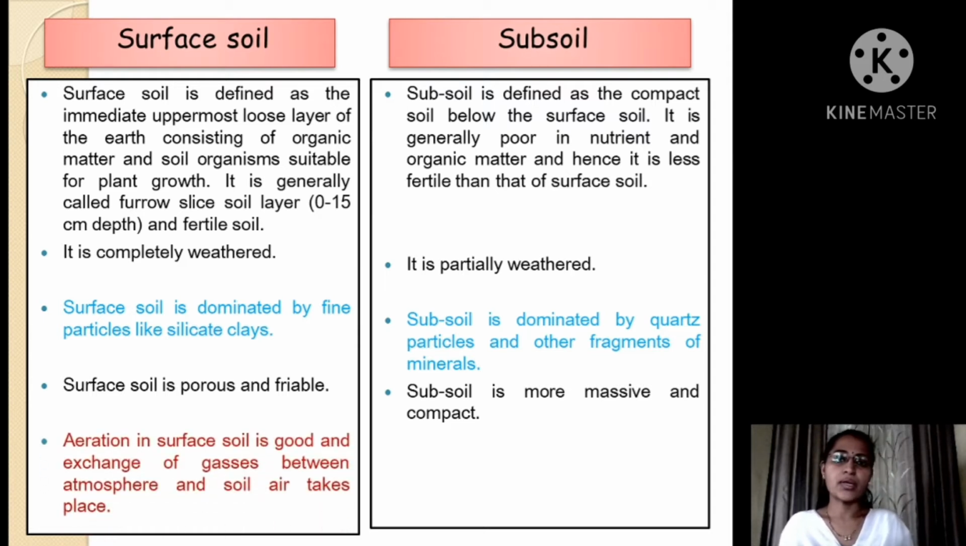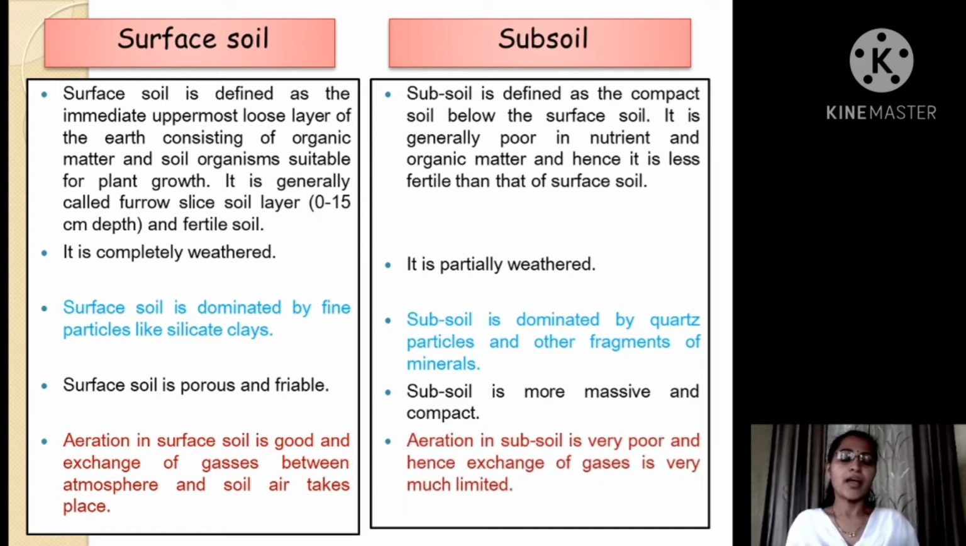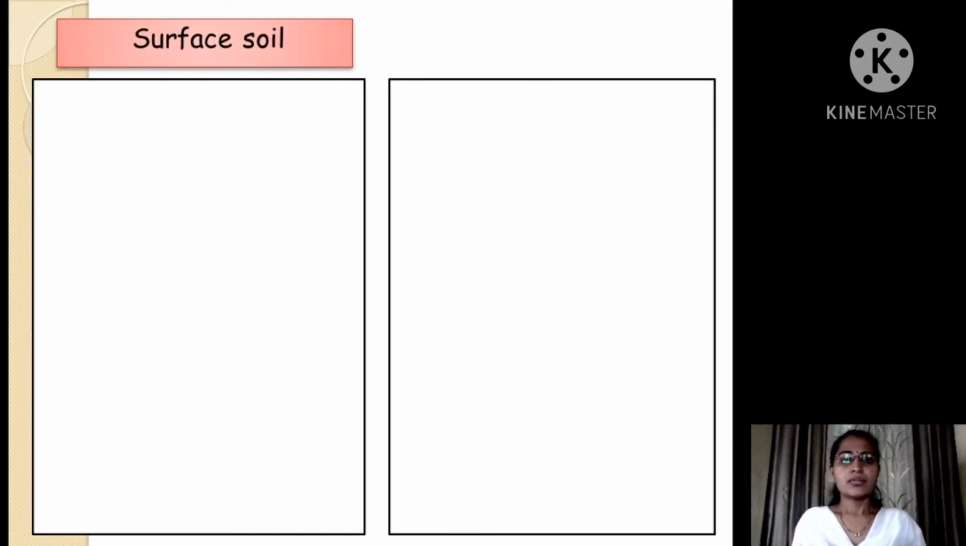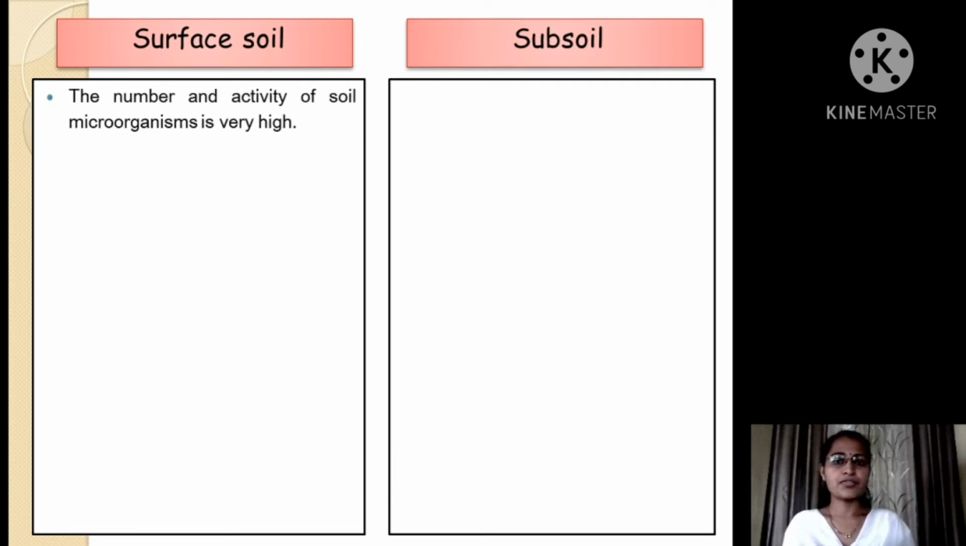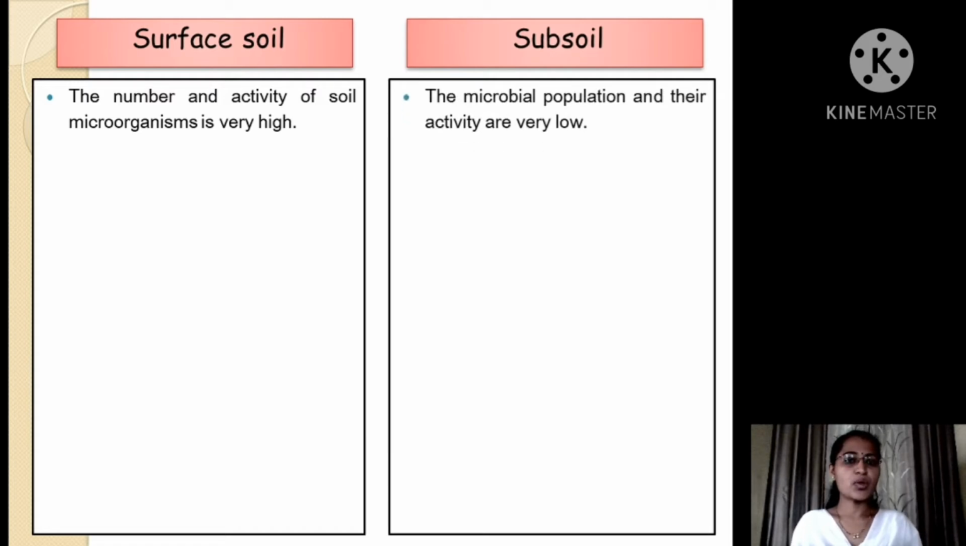Aeration in surface soil is good and exchange of gases between atmosphere and soil air takes place. While in subsoil, aeration is very poor and hence exchange of gases is very much limited. Now see the next points regarding surface soil. The number and activity of soil microorganisms is high, while in subsoil, microbial population and their activity are very low.